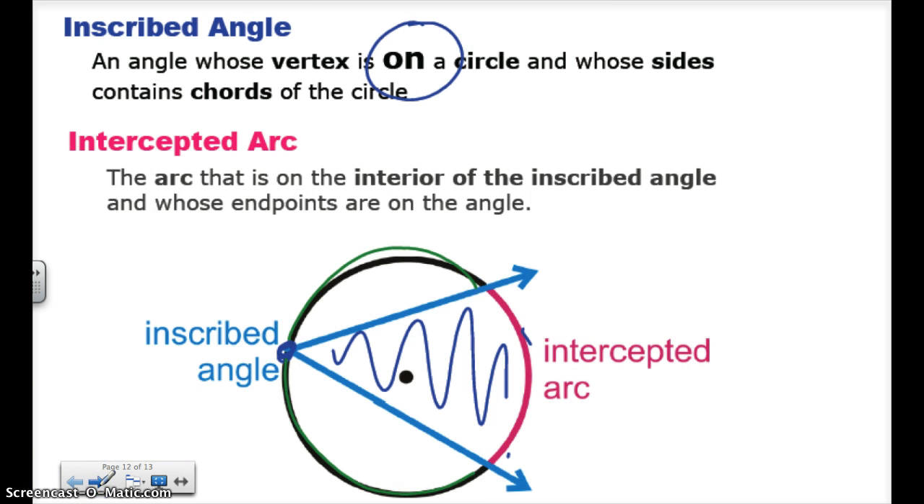Let's get these definitions on paper. If you could just write down what an inscribed angle is. An inscribed angle, as I said, is an angle whose vertex is on, not off, but on the circle, whose sides contain chords of the circle. And the intercepted arc, that's a new definition. The intercepted arc is what's created by those two chords. So this would be the intercepted arc, because here are my two chords, they make this intercepted arc. It's the arc that is on the interior of the inscribed angle and whose endpoints are on the angle.